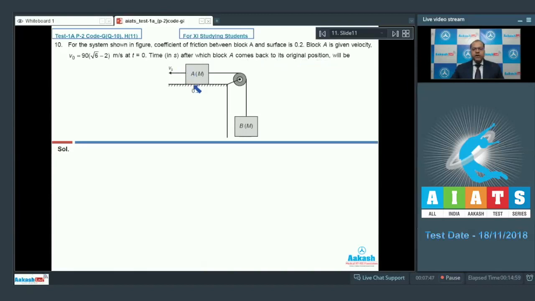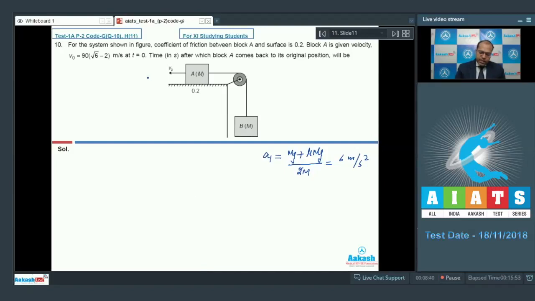So at t equal to 0, if we analyze the situation, the block A is given velocity V0 in this direction. Due to this, the friction on this block acts in this direction, and gravitational force on block B is acting vertically downward. So the net acceleration is in this direction. If I calculate the net acceleration A1 at that moment, it would be mg plus mu into mg divided by 2m. If I solve this, it comes out to be 6 meter per second square.